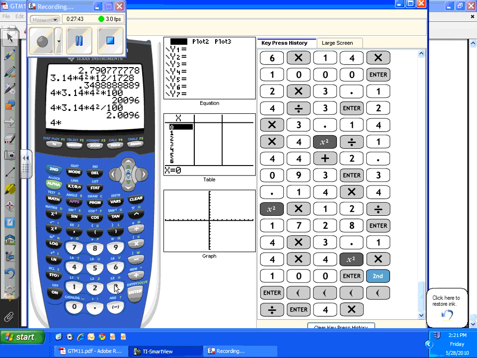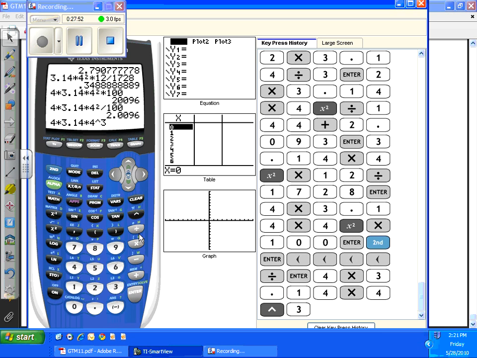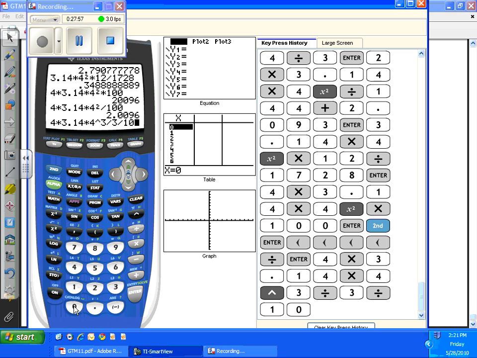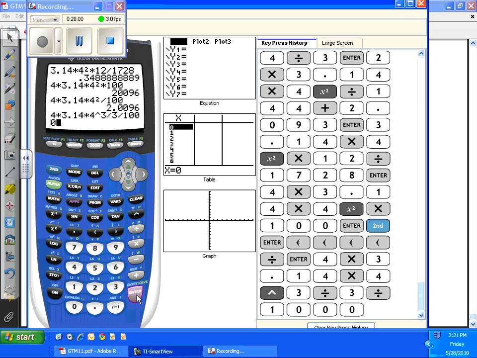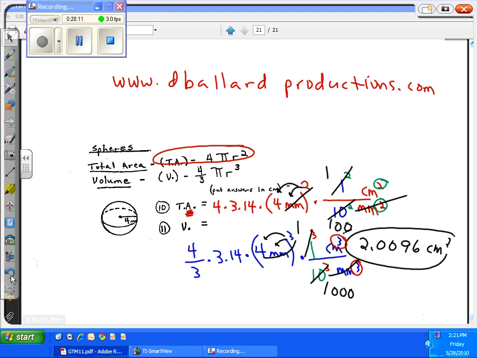4 times pi times 4 raised to the third, divide 3, divide 1,000. Enter. 0.2679 if we take it to 4 decimal places. 0.2679 cubic centimeters.